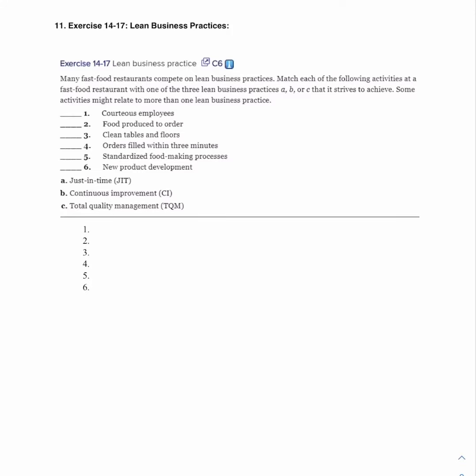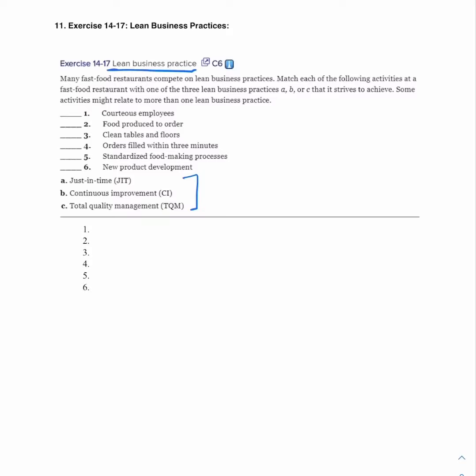So this chapter briefly touches on what we call lean business practices, and so that's what this homework question addresses. Is this idea of can you identify the differences between just-in-time management strategies, continuous improvement, and total quality management? So it tells us here many fast food restaurants compete on lean business practices. Match each of the following activities at a fast food restaurant with one of three lean business practices that it strives to achieve. Some activities might relate to more than one.